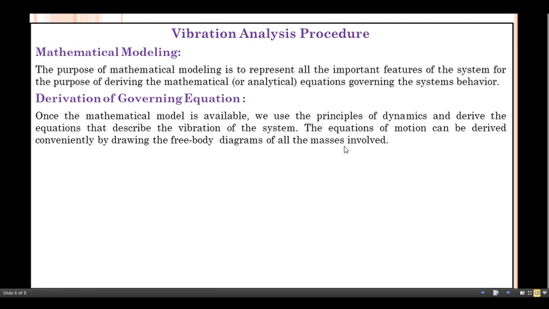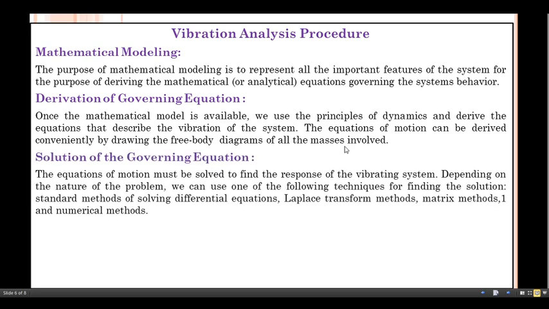Now the next method is nothing but the energy method. The energy method is also classified into two different types. First one is the method based upon the Rayleigh, and second one is the energy method. Both the methods actually depend upon the law of conservation of energy principle.